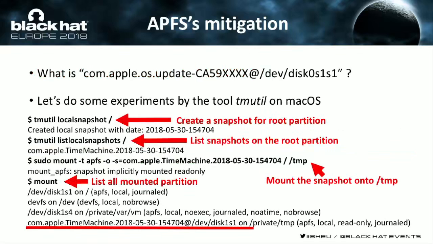Let's do some experiments on macOS. We use an Apple tool called TMUtil, which is short for Time Machine Utilities. In this experiment, we first create a snapshot for the root partition, and then mount the snapshot onto the temp directory. By running the mount command, we can see that there is also a strange prefix in the snapshot mount.